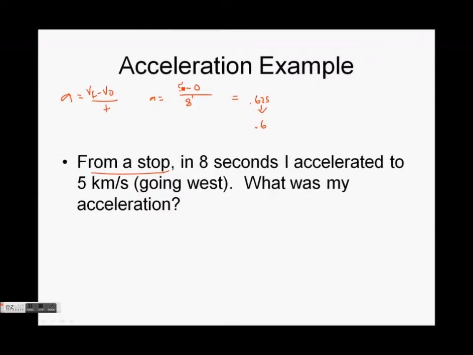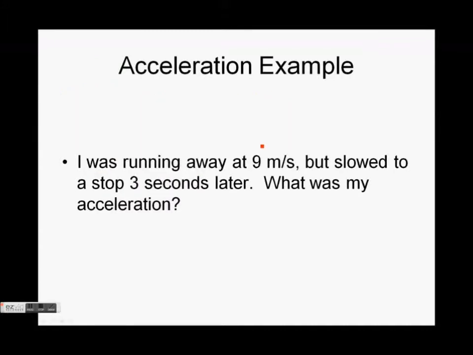Now I need to make sure I have a unit label. The 5 was in kilometers per second. The 8 was in seconds, so I have kilometers per second squared. Or again, if you wanted to do kilometers per second per second, that would be fine too. Alright, can I circle my answer? Not quite yet, because I have to have a direction, and it looks like west is my direction. Now I circle it, and I'm done. 0.6 kilometers per second squared west. So every second he was getting 0.6 kilometers per second faster, going west.